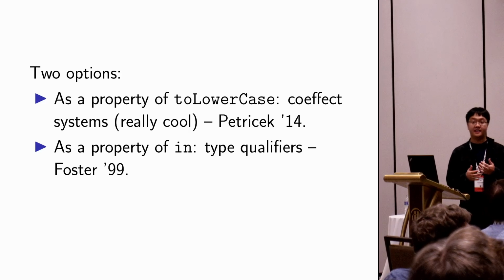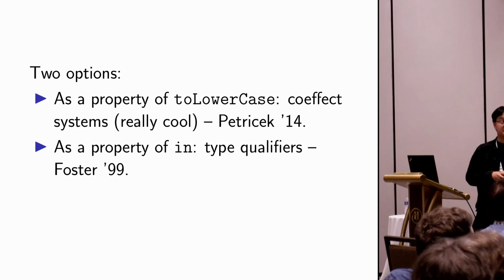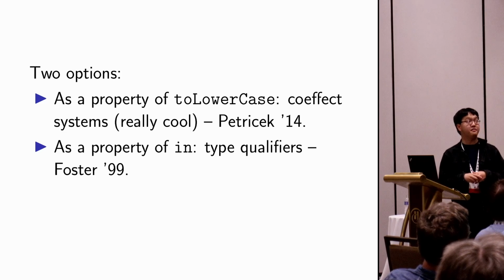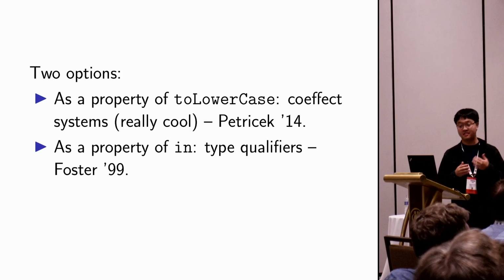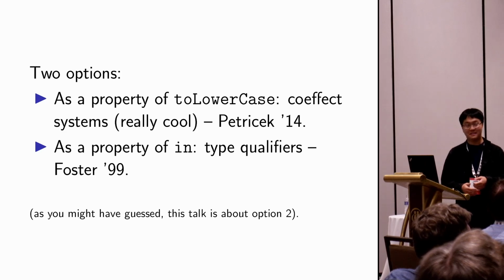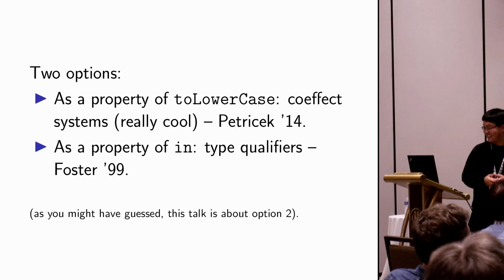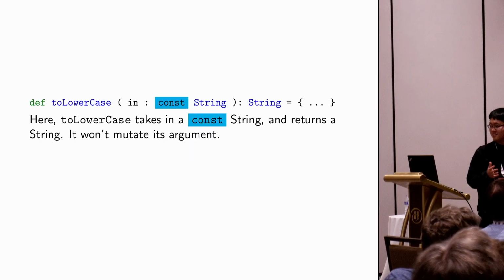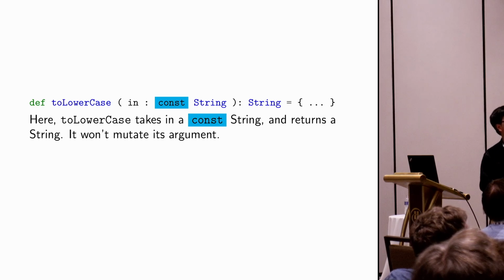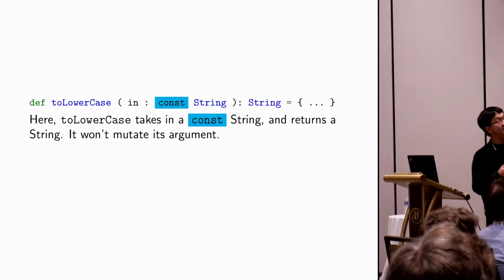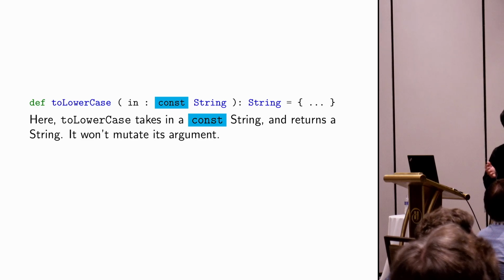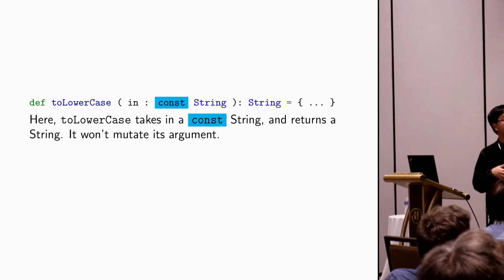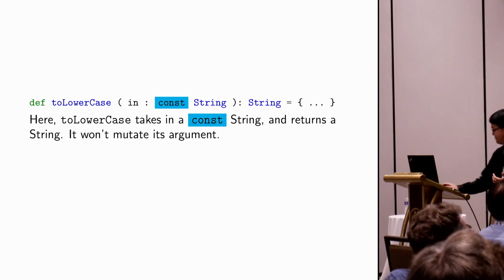or as a property of n, the variable itself, which draws from a long line of work starting from Foster's '99 PLDI paper on type qualifiers. As you might have guessed, given the name of this talk, it is about option 2. So we can throw a type qualifier on top of string, like const, to say that toLowercase takes in a const string, so it won't mutate its arguments.